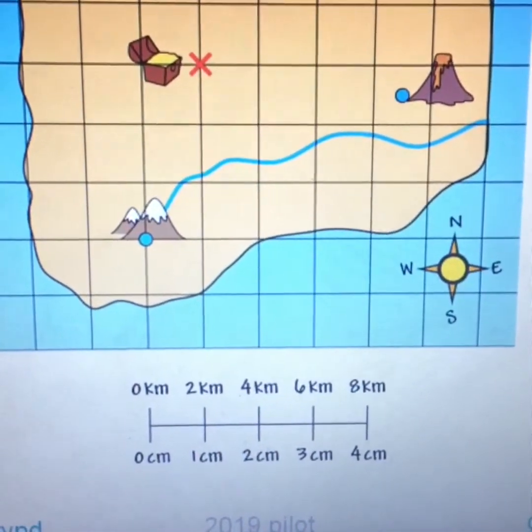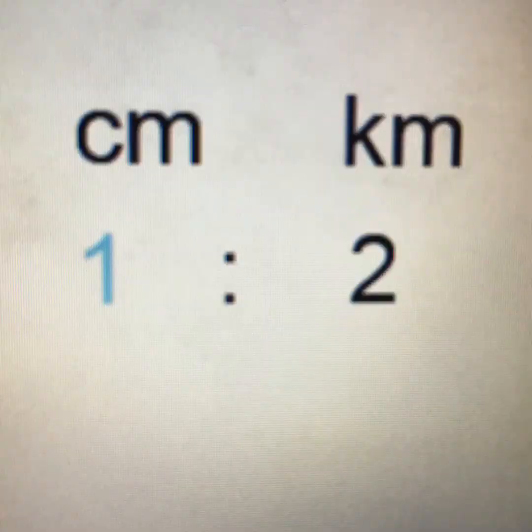I wonder if you could write that as a ratio. So we could write this like this. 1 centimetre is the same as 2 kilometres on this map. Okay, this scale tells us that for every 1 centimetre there is 2 kilometres. And we're going to use this to work out other questions. So make sure you've got this written down somewhere.